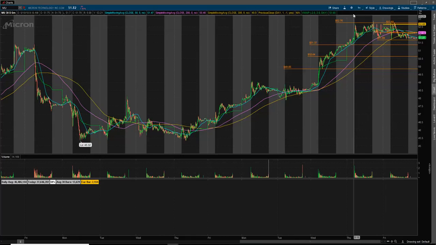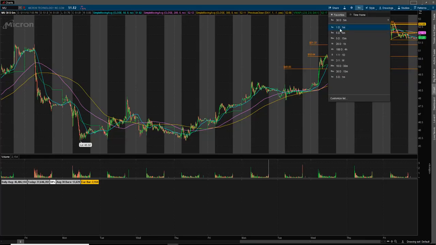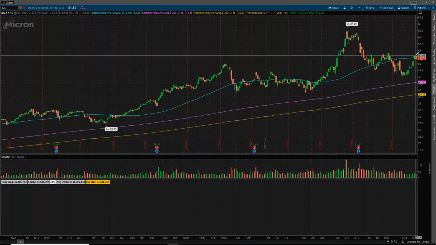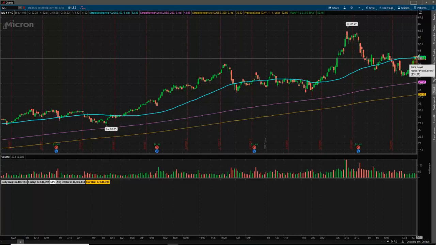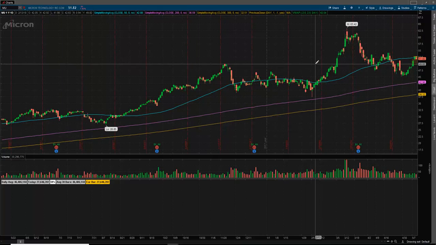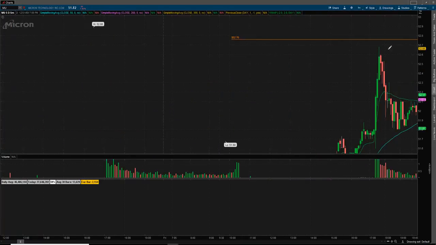Now it's up in the 50s again. If we pull up the daily, it had a red day, so it's starting to show weakness. It's up a lot, so people are probably looking to take profit. That's my guess. Nobody knows what a stock's gonna do. So what would I be watching for with MU?